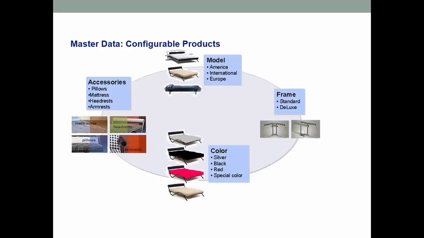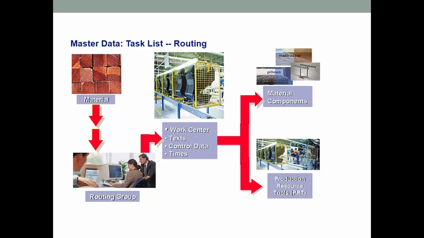Here's when we talk about the concept of configurable products, we talk about customization. So the bed could come in different colors, for example, silver, black, red, or special colors. It might have different types of frames, maybe a standard or deluxe, or there might be different models of beds. And so when we talk about how configurable a product is, it's the different variations of that product.